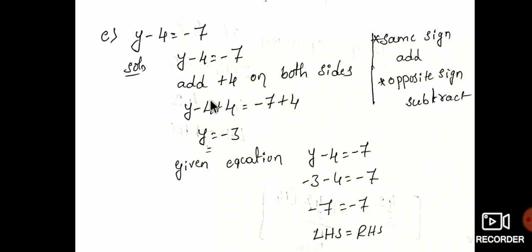So minus 4 plus 4 get cancelled. Minus 7 plus 4 becomes minus 3. The value of y is minus 3, the variable is separated. So the given equation is y minus 4 is equal to minus 7. The value of y we get is minus 3. So minus 3 minus 4 is equal to minus 7. If the signs are the same, we have to add those two. So minus 3 minus 4 is minus 7. That is equal to minus 7. LHS is equal to RHS.